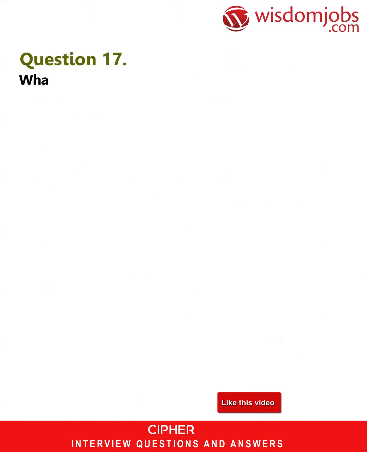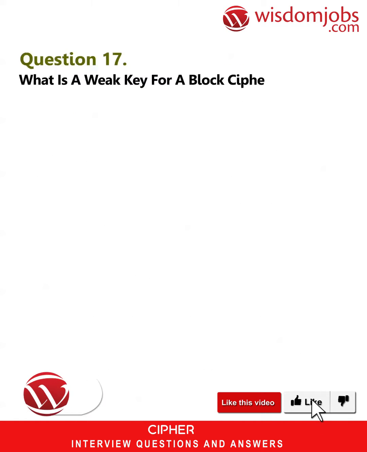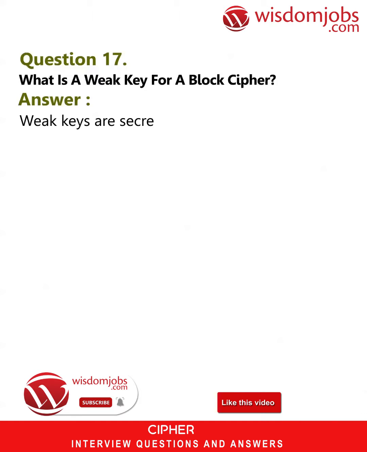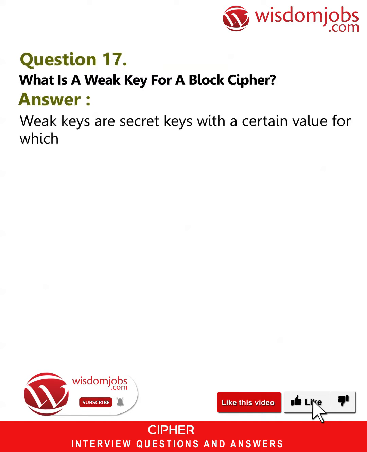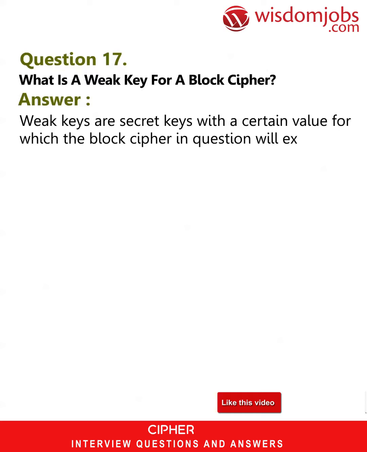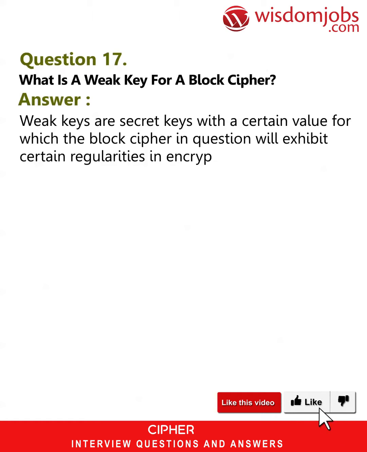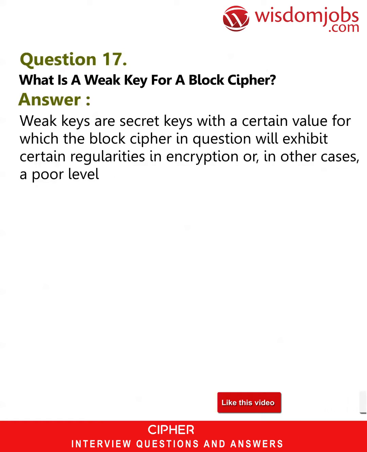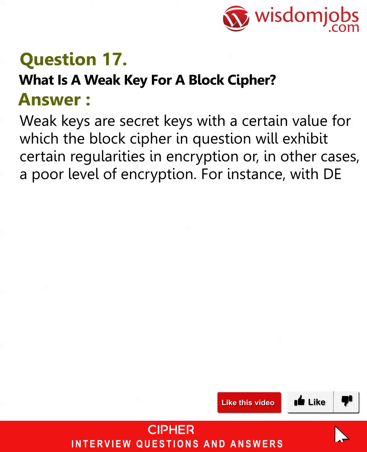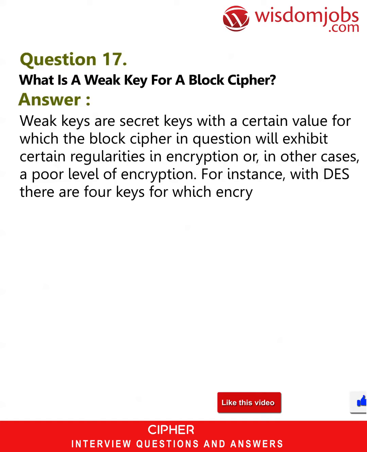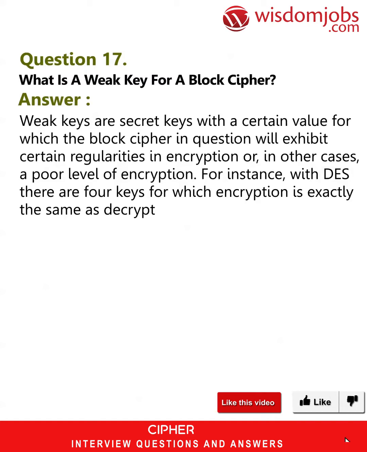Question 17. What is a weak key for a block cipher? Answer. Weak keys are secret keys with a certain value for which the block cipher in question will exhibit certain regularities in encryption or, in other cases, a poor level of encryption. For instance, with DES there are 4 keys for which encryption is exactly the same as decryption.